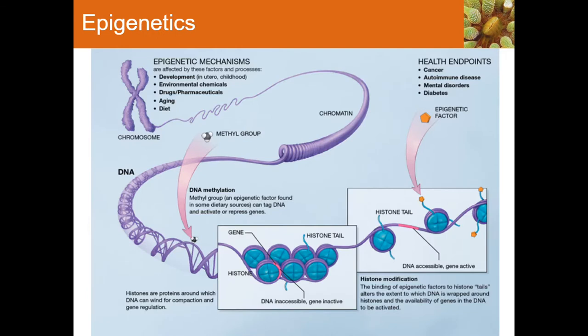So epigenetics, again, this diagram shows you how we actually can turn things on and off. A lot of the regulation of your genes is done by histones. Histones, if you recall, are those proteins that the DNA tightly wraps around to condense it down into that chromosome form. Sometimes there are these methyl groups, and once again, methylation is an epigenetic factor that is in some dietary sources and can tag DNA and activate or repress genes.